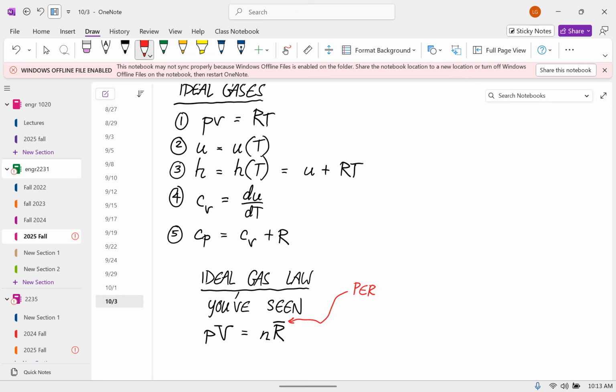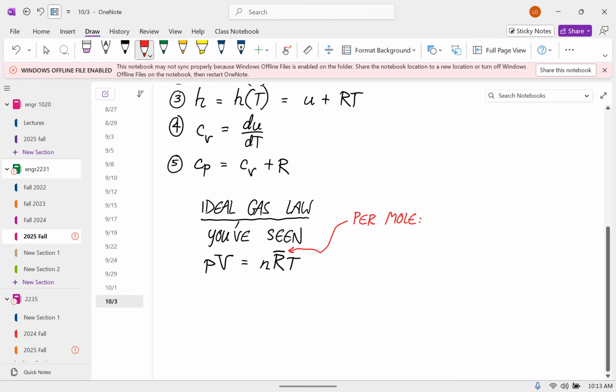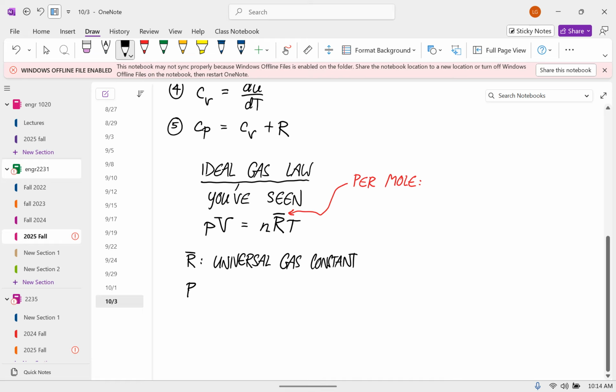Wait, so R with the bar is universal, and non-bar R is specific to a substance? Individual substance, correct. And then times T. So R bar is the universal gas constant, and R for us is the universal gas constant divided by capital M. And capital M is the mass per mole of our specific gas.